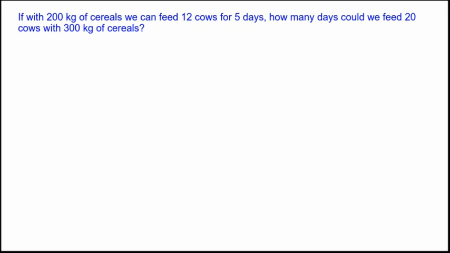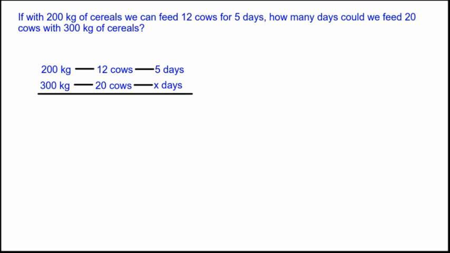Okay, we are going to write all the data. First, here we have the first line with kilos, cows and days, all related. And in the second line we have 300 kilos, 20 cows, and we don't know how many days. We don't know the number of days. That's our goal. That's what we have to find, the number of days. For that, we are going to solve a composed proportion, as I said before.